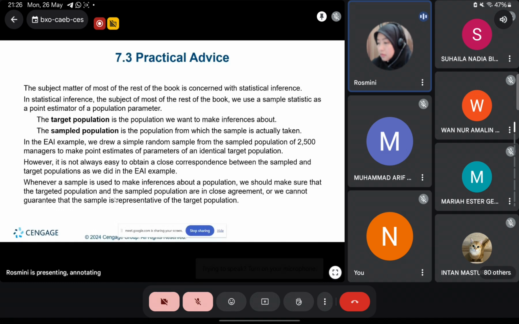Okay, so we have several other terms. One is the target population, and two, the sample population. The target population is the population we want to make inference about. For example, like I told you, the target population is all women in Tanjung Malim. Yeah, we are targeting all females in Tanjung Malim. So the sample population means how many of the females in Tanjung Malim we take as the sample. So the example of this, we have the 2,500 and so on.